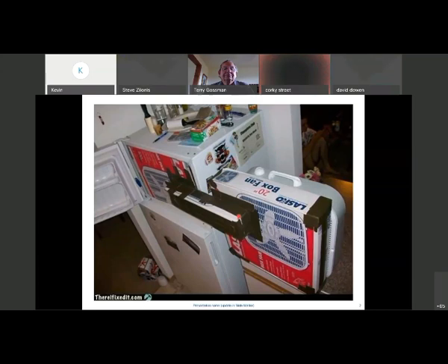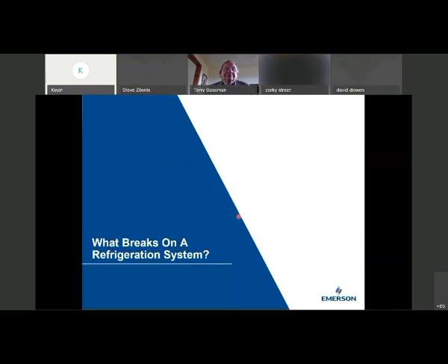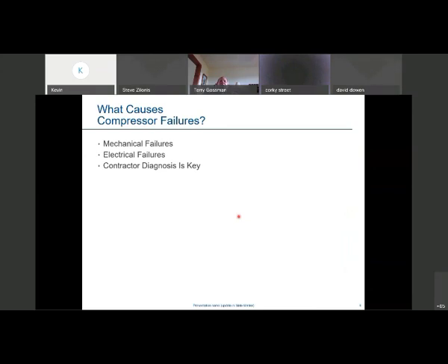That's all pretty good. So what breaks on a refrigeration system? I asked the class, and basically everything can break on a refrigeration system. Most commonly, it's a compressor or an expansion valve, depending on what's going on with the contractor. But what causes these compressor failures? There's either mechanical failures or electrical failures. The diagnosis that your contractor does is the key to how that all comes about.